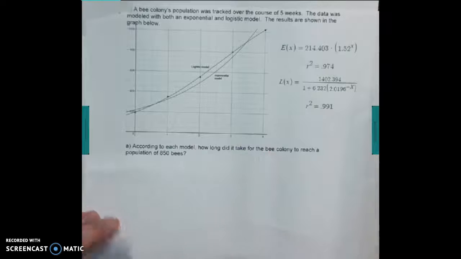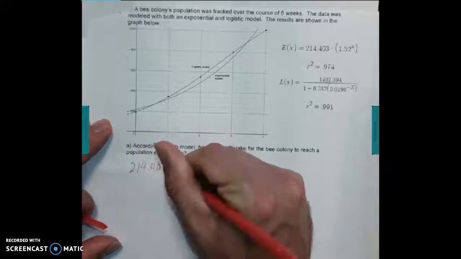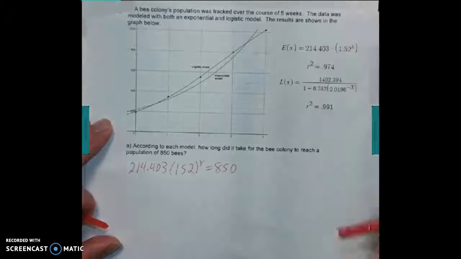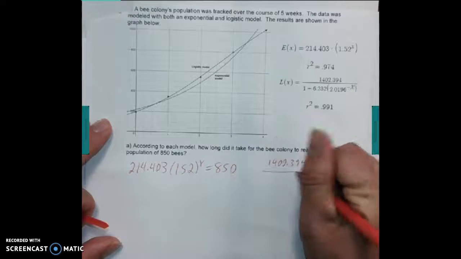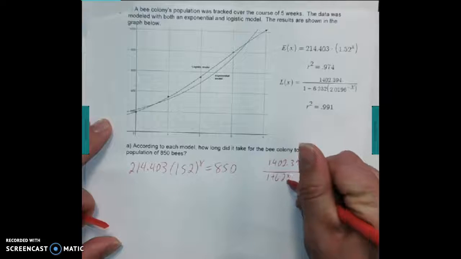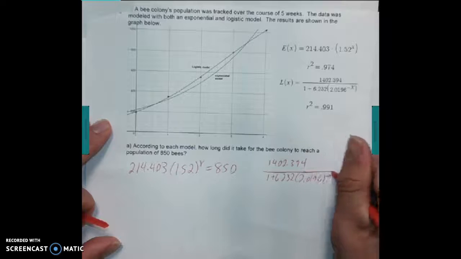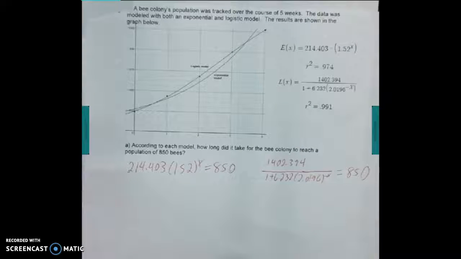It says, according to each model, how long did it take for the bee colony to reach a population of 850 bees? In other words, when did this equation equal 850, and when did this equation equal 850? Let's do one by graphing and one by using the solver.